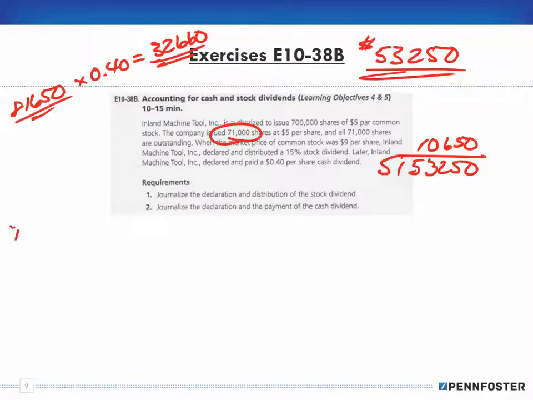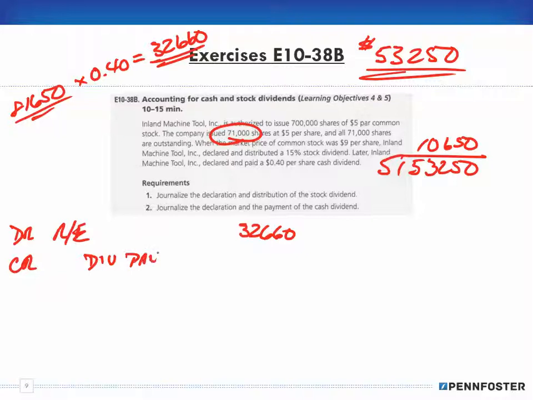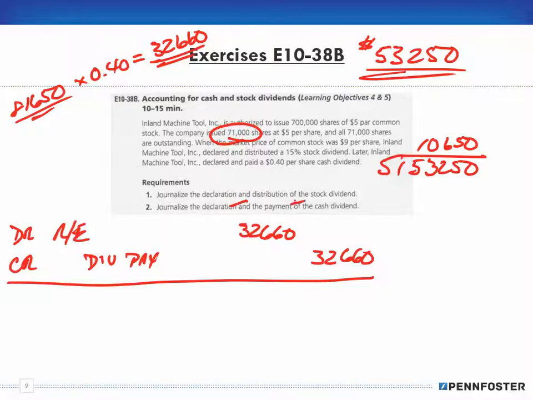So we're going to debit retained earnings, because we have to take it out of retained earnings, for the $32,660. And we're going to credit dividend payable, because we're going to pay it out at a later date, on the payment date. So we credit $32,660 as a dividend payable. That's a liability. So that's the declaration, and now we have to make the payment for it.